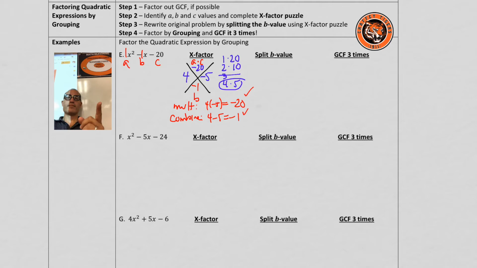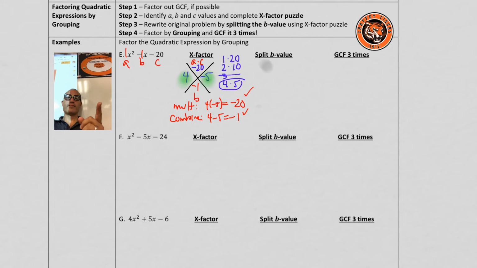So next, and this is the new part, the whole point of making this x factor puzzle is that it gives us a way to split our b value. So this number here and this number here, the numbers that we just found in this whole process, are going to give us a way to split our original b value, negative 1, into now 4 minus 5. So I'll show you on the next little bit.